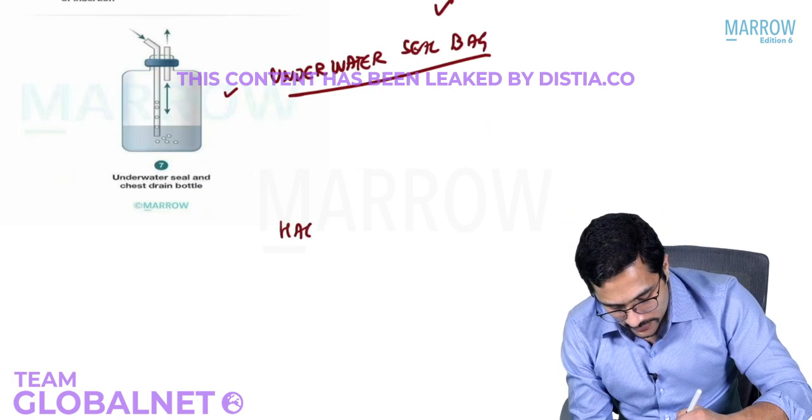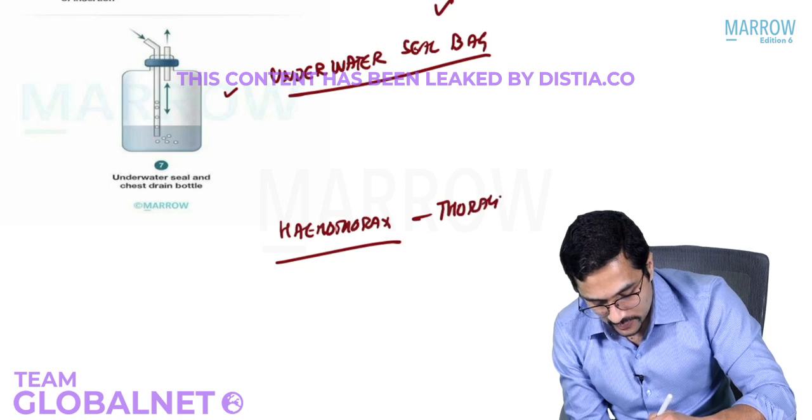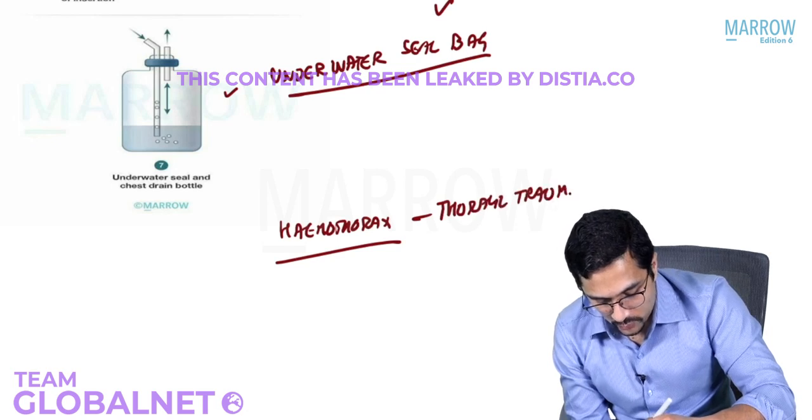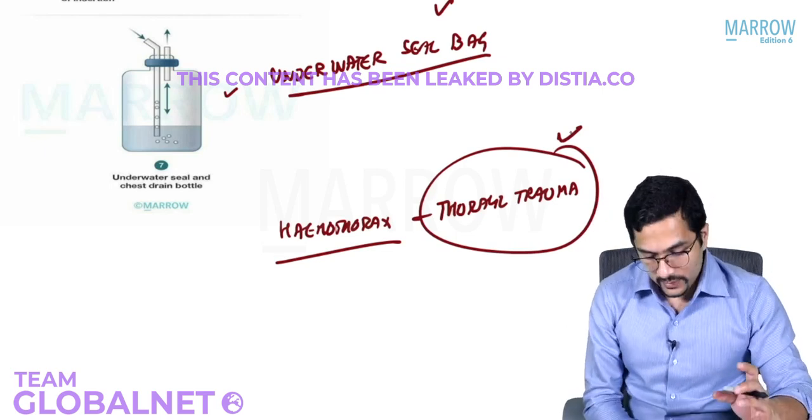Hemothorax is accumulation of blood in the pleural space. This has also been covered in the thoracic trauma module. So I want you to watch the thoracic trauma module as well for details.